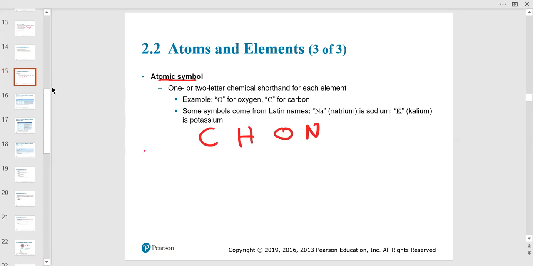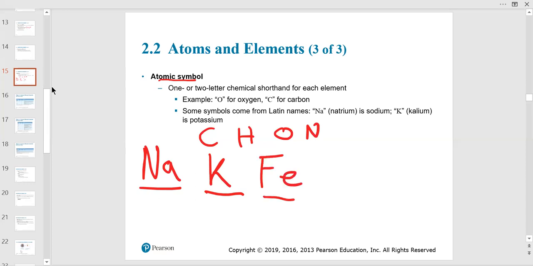Now, wake up, everybody. What is Na? Say it. Sodium. Beautifully said. So that used to be called natrium. So now they call it sodium. What about this? Potassium. Way to go. We might not have known that last week. What about this? Iron. You got it. Iron Man.